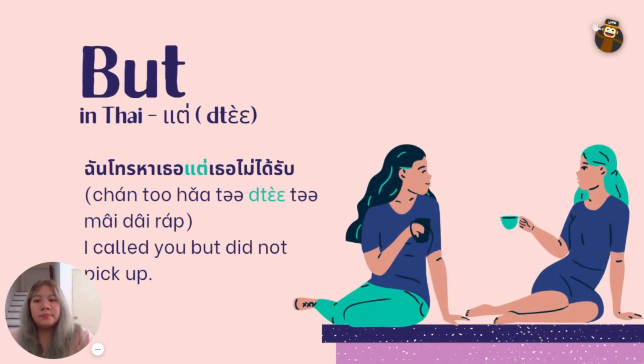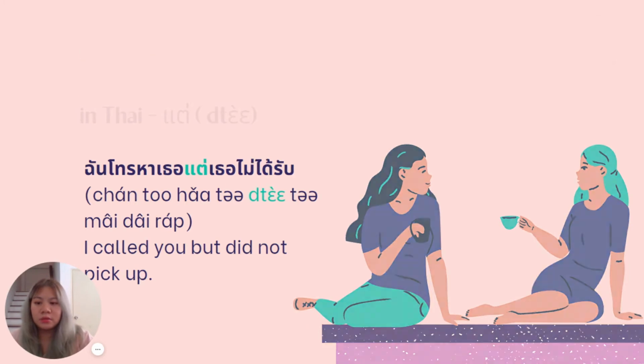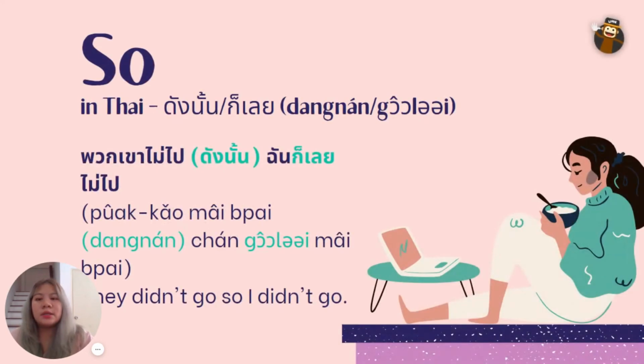And the next one, but, in Thai we call แต่. For example, ฉันโทรหาเธอแต่เธอไม่ได้รับ. That means I called you but you didn't pick up the call. The next one, so, in Thai we say ดังนั้น or ก็เลย.